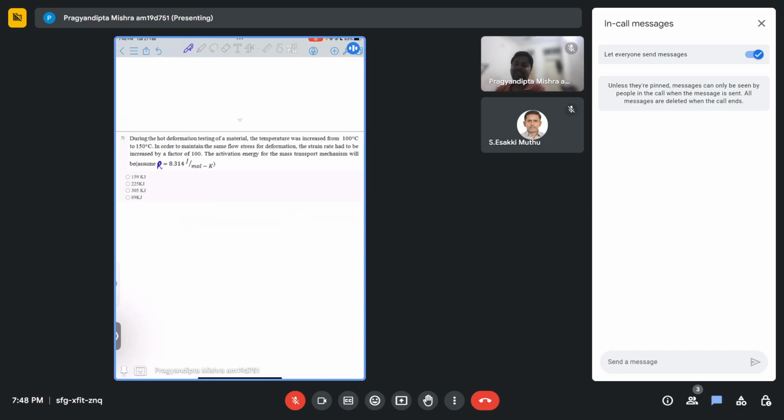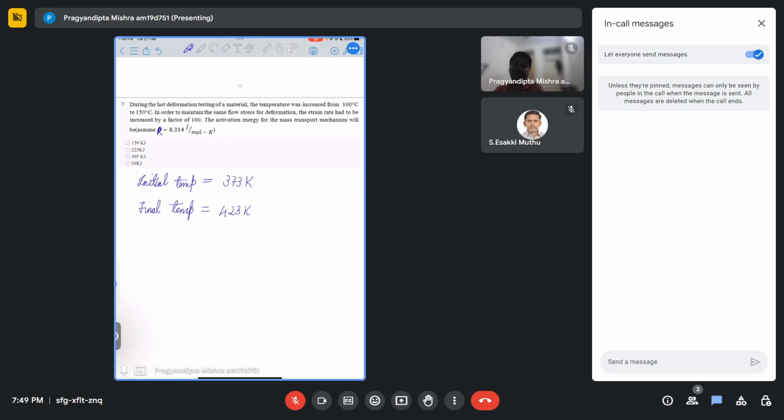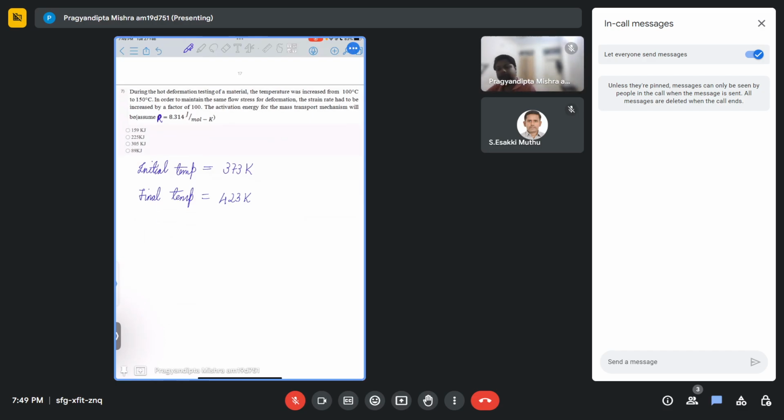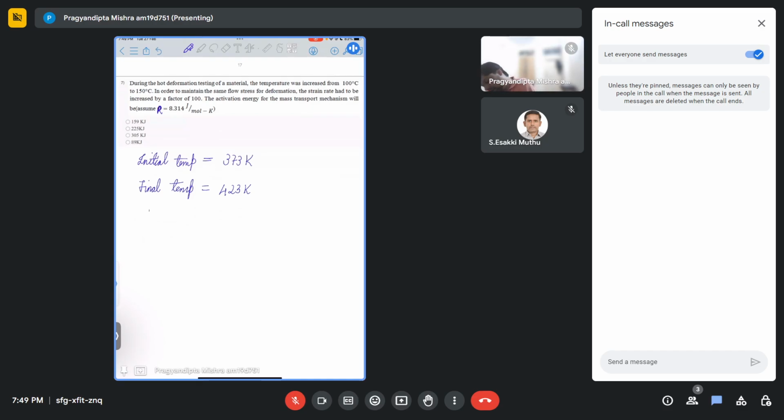Okay, so the initial temperature is 100 degrees Celsius, or if we are writing it in Kelvin, let's write it as 373 Kelvin. Final temperature, because all calculations have to be done in Kelvin. So remember, whenever you are given the temperature in Celsius, convert that to Kelvin. 423 Kelvin. Strain rate is increased by a factor of 100, right? So epsilon 2 dot by epsilon 1 dot is equal to 100, just like last time. This we can note down.